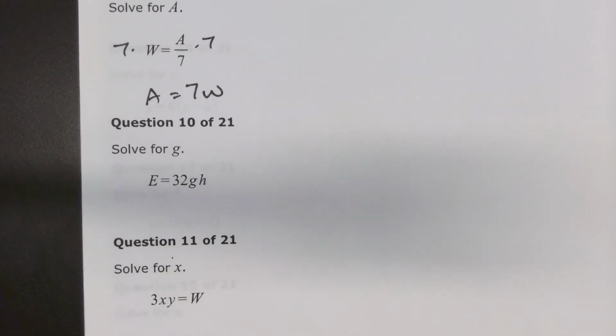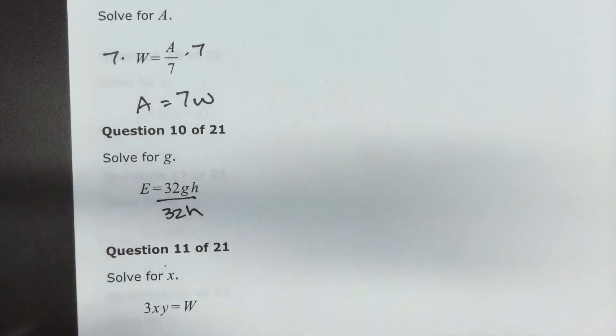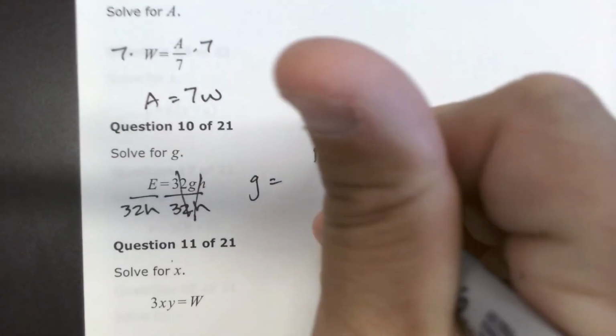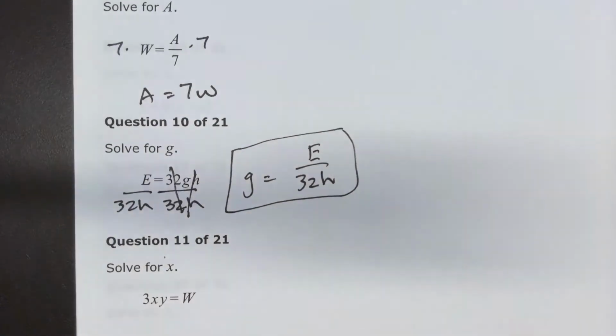E equals 32GH. And we're told to solve for G. Now I'm going to show you how I'm going to do this. You may choose to do it differently. Don't do it like kids in the past have done this. The way I'm going to do this, I'm going to divide 32H from both sides. So dividing 32H from both sides cancels here, and we're left with G equals E over 32H. And that is the way you're going to write that correctly.